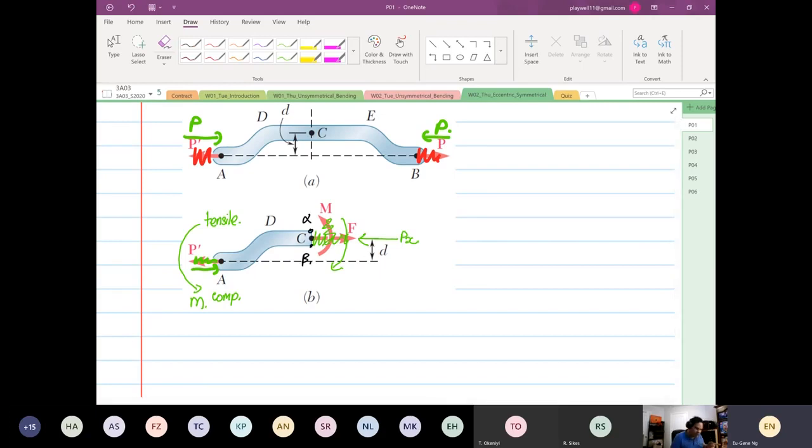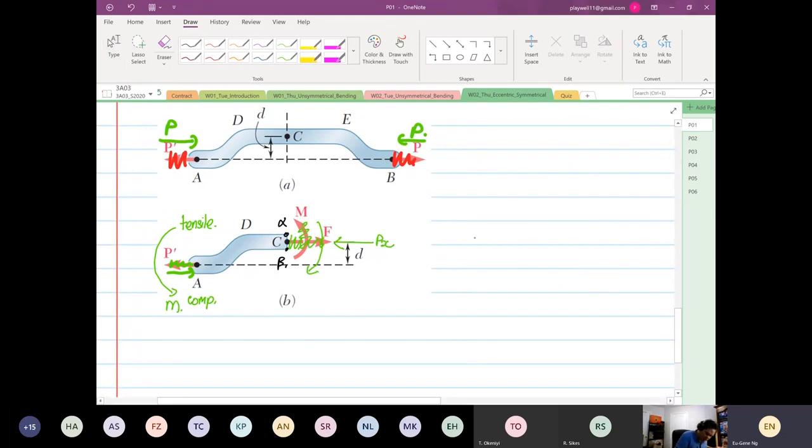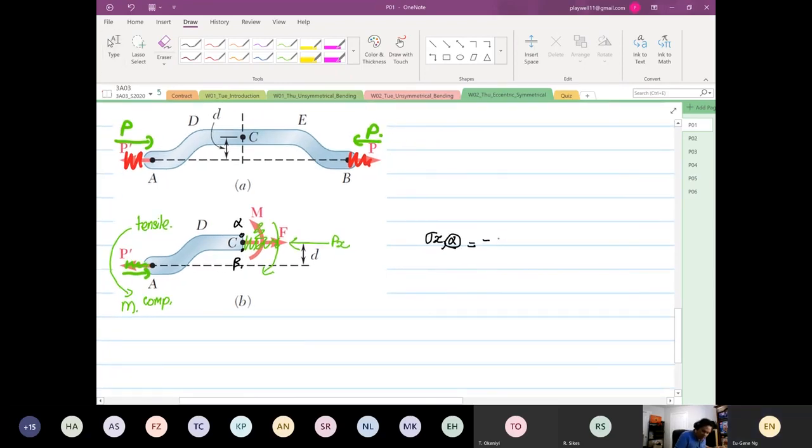So if we now were to write out the formula, stress X at point alpha will be equal to minus Px over A, right? And then at point alpha, it's in tension, plus Mz over Izz multiplied by y. And then your stress X at point beta now becomes minus Px over A minus Mz over Izz multiplied by y. Does that make sense now? Okay.